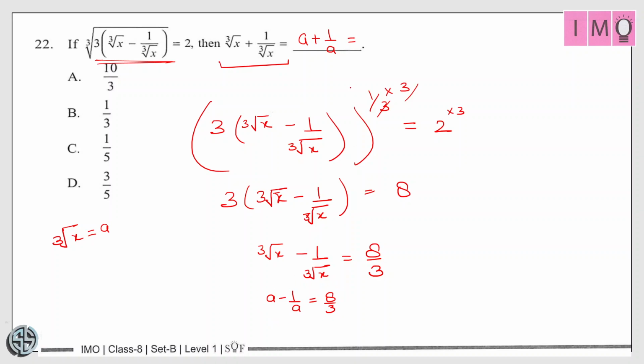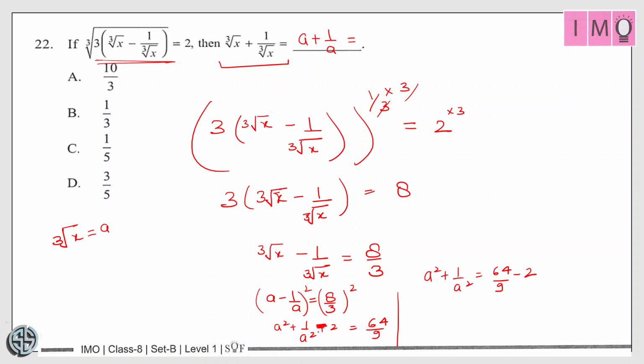If a minus 1 upon a is this, what will be the value of a plus 1 upon a? How will we solve? We have to square both sides. It will become a square plus 1 upon a square minus 2, and this will become 64 upon 9. So from here you can find the value of a square plus 1 upon a square. It will be 64 upon 9 plus 2, sorry, it will be minus 2 here, because when you expand it will be minus 2.